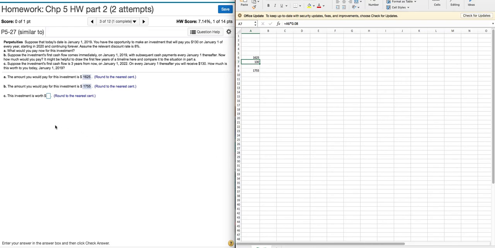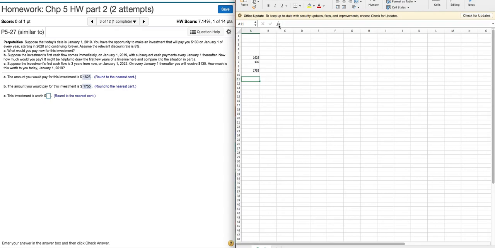And then part C says, suppose the investment's first cash flow is 3 years from now. So in this case, instead of receiving the first cash flow the end of next year, or 1 year from now, I should say, we're going to receive it in 3 years. So what that means to us is that's a 2-year delay. So again, instead of receiving the cash flow in 1 year, we're going to receive the first cash flow in 3 years. So that is a delay really of 2 years of that first cash flow.